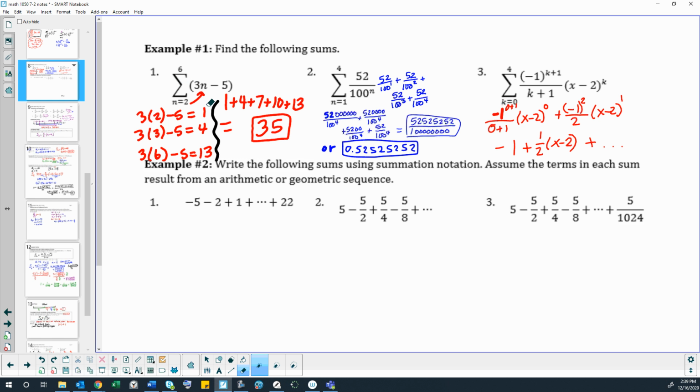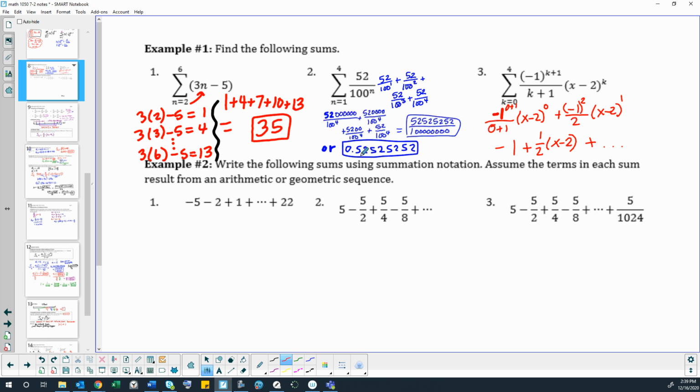So in this case, we found 5 terms for this one because we started at 2. So each one added an additional 3. Oh, I see what those dots were. So this was like a dot, dot, dot. Add 3, you get 7. Add 3, you get 10. Add 3, you get 13. So you've got the second, third, fourth, fifth, and sixth term, adding together to get 35.